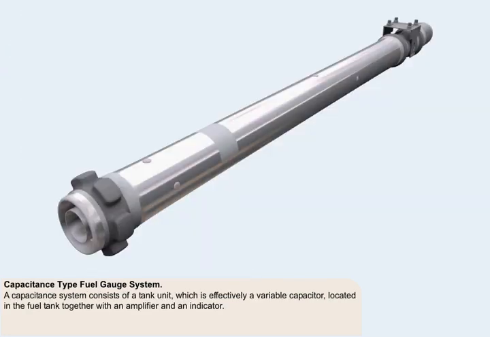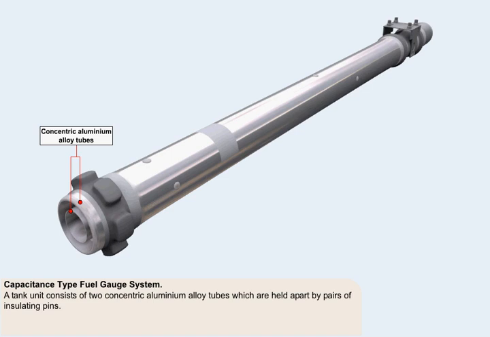In its basic form, a capacitance system, which is much more accurate than the float system, consists of a tank unit, which is effectively a variable capacitor, located in the fuel tank, together with an amplifier and an indicator. A tank unit consists of two concentric aluminium alloyed tubes which are held apart by pairs of insulating pins. The coaxial electrical connections are insulated and the unit is insulated from the tank.